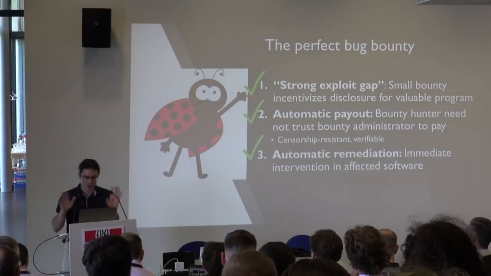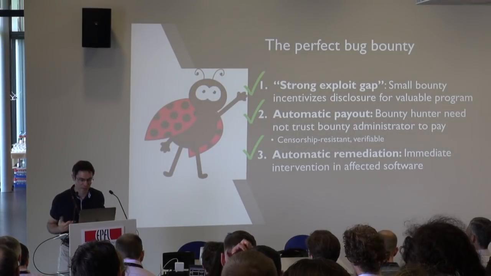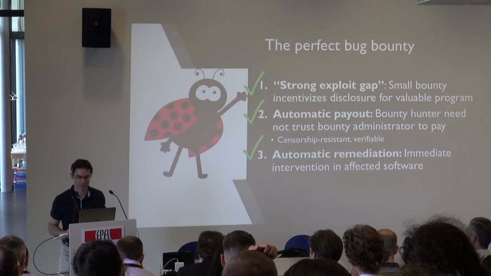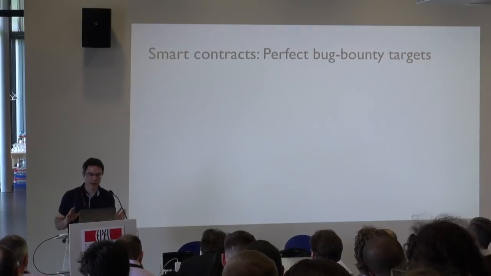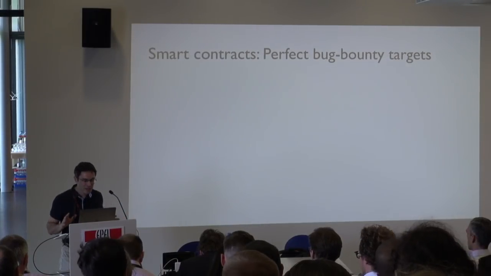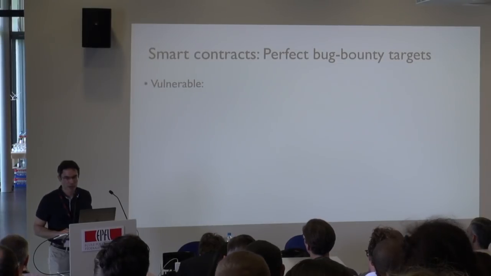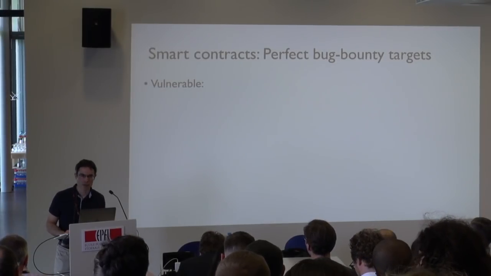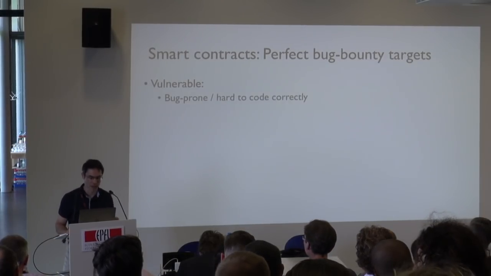And so we can tick off this third box, and we get something at least approximating the perfect bug bounty program that I described. So to summarize here, smart contracts are, in a sense, the perfect targets for bug bounty programs. As we've seen, they're highly vulnerable. Serious bugs are fairly prevalent in smart contracts, in Ethereum in particular.